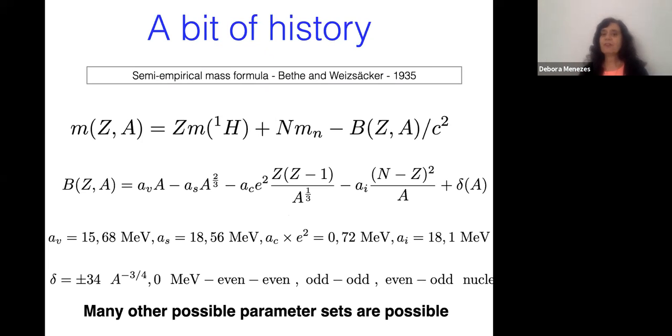And then there is the third one, which is proportional to Z(Z minus 1), which refers to the electromagnetic repulsion. So this is the Coulomb term. And then there is another term which is proportional to (N minus Z) squared over A, which is called the symmetry term.